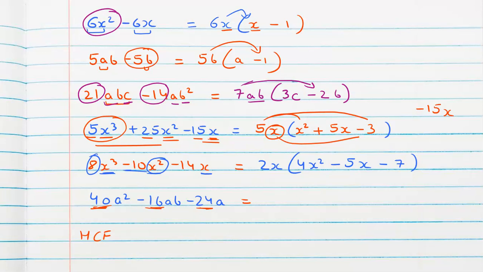16 goes here, but nowhere else. So basically 8 is the highest number, so we will take 8 in common. And what is the variable in common? We have a. Okay, then in parenthesis we have what? 5, because 8 times 5 is 40, and a. 8 times a times a, we get a square. So first term is done.